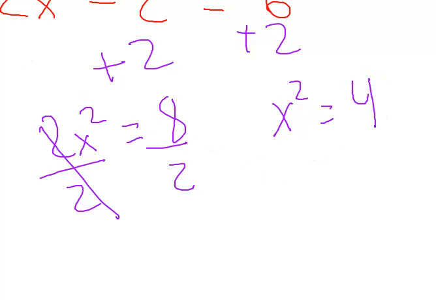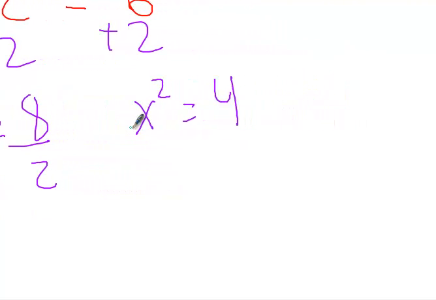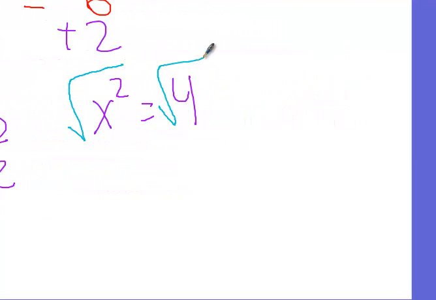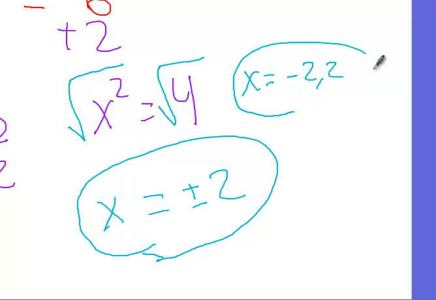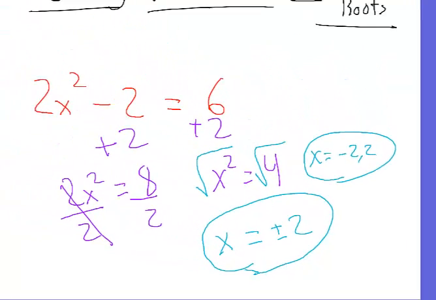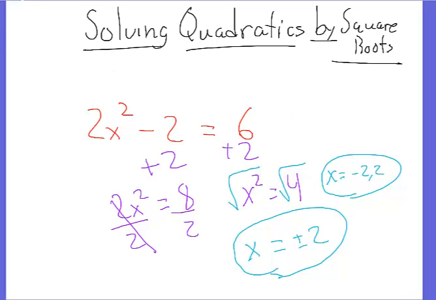We all know that the inverse of squaring something is taking the square root. So you take the square root of both sides. Square root of x squared is x. Square root of 4 is plus or minus 2. And that's your final answer, because we don't know what number we plugged in for x. If you plug in a positive 2, 2 squared is 4. If you plug in a negative 2, the answer is also 4. So you're always going to get plus or minus. You could also write it x equals negative 2, comma 2. Same thing. Doesn't really matter. But the name of the game is get the x squared alone, square root both sides, simplify.